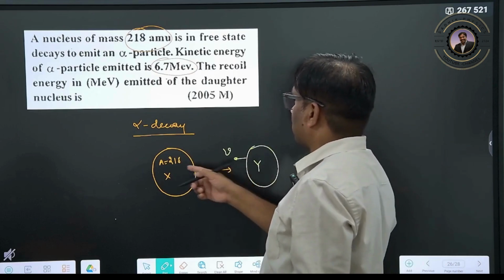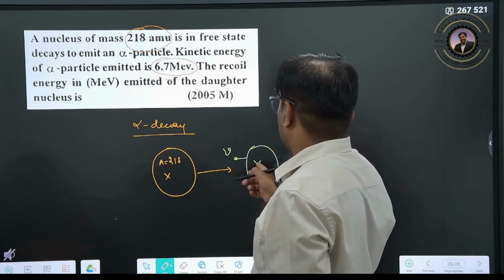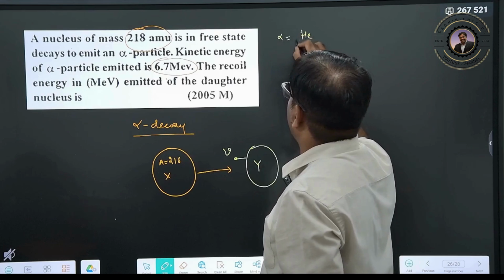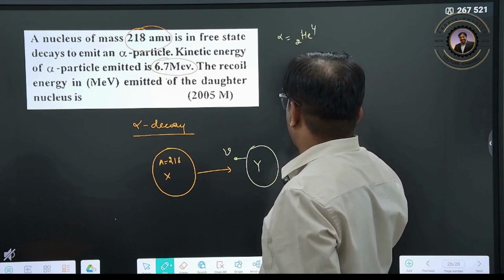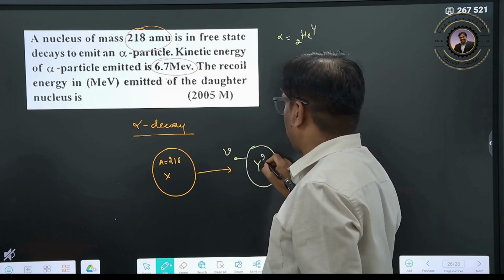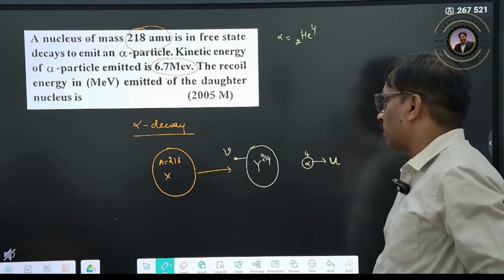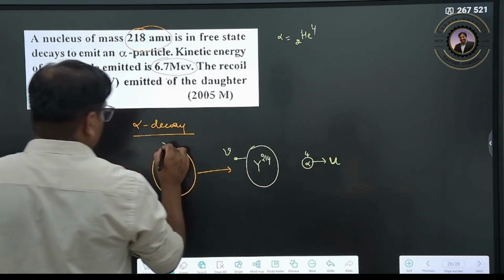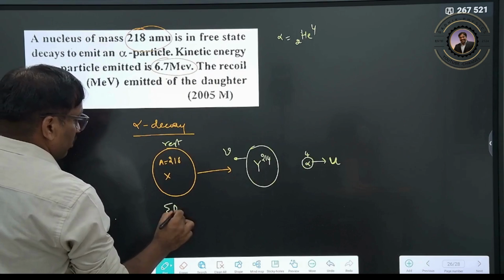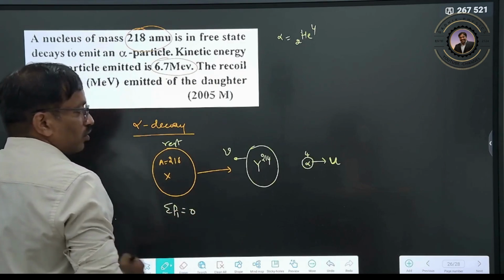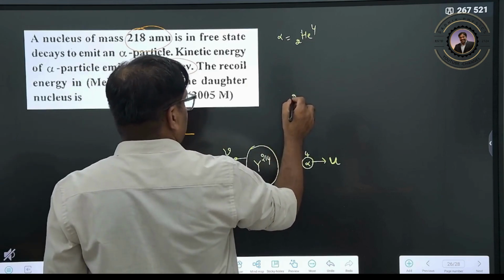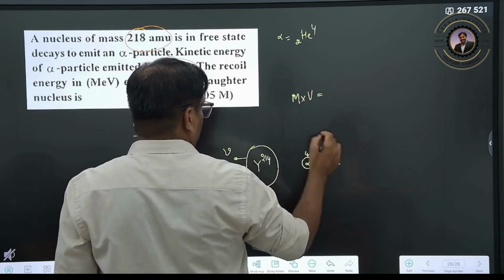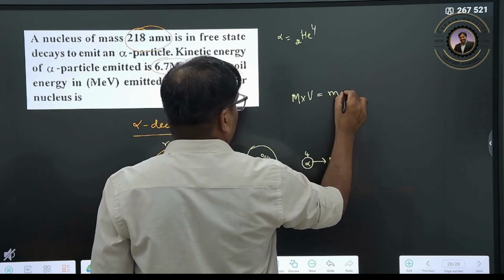First of all, let us write down the equation. Alpha is nothing but a helium nucleus, so 218 minus 4 AMU, which means 214 will be the mass of the daughter nucleus. Initially this was at rest, so the initial momentum was 0. Similarly, the final momentum should also be 0. So I will write it as a formula: capital M into capital V should be equal to small m into small u.